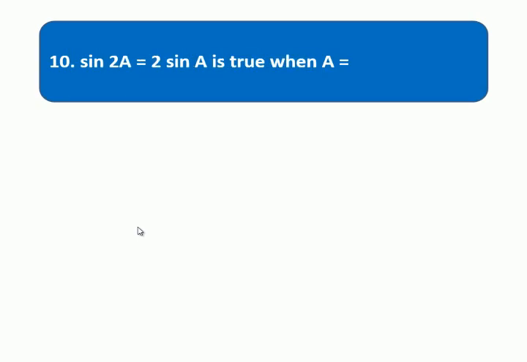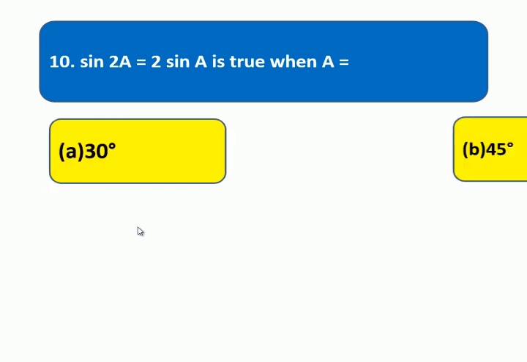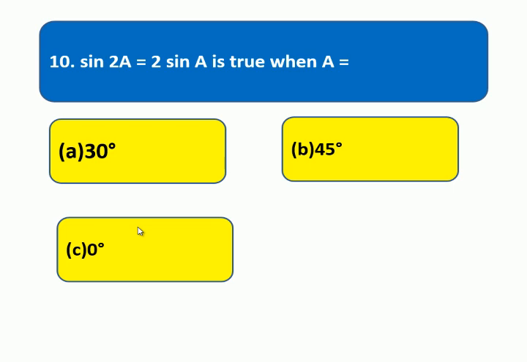Now move on to the last question. Question number 10. sin 2A is equal to 2 sin A is true when A is, you have to find the value of A which satisfies sin 2A equals 2 sin A. The options are 30 degree, 45 degree, 0 degree or 60 degree. So you just put in the values of A and find the correct option, A, B, C or D.